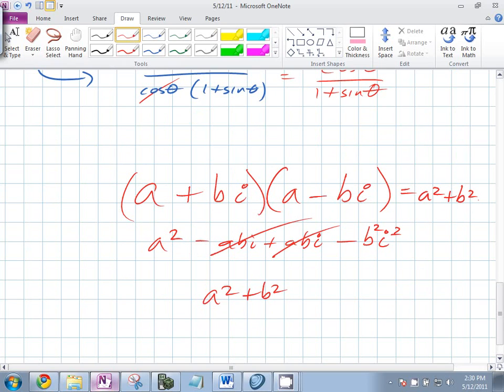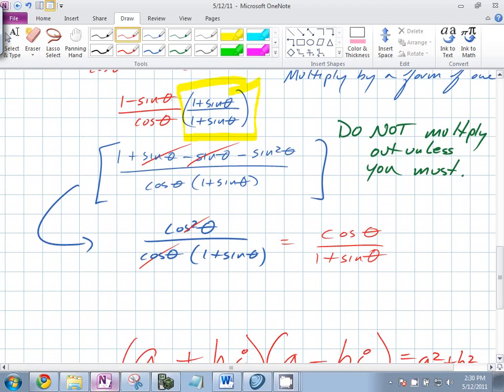Think of this as the conjugate. What's the conjugate of 1 plus sine? It's not technically a true definition, but you're looking to simplify. Also, what is the most common identity you're going to use? One of the Pythagorean ones: sine squared theta plus cosine squared theta is 1. So building cosine squared is great. Building sine squared is great, especially if it's 1 minus one of those things.